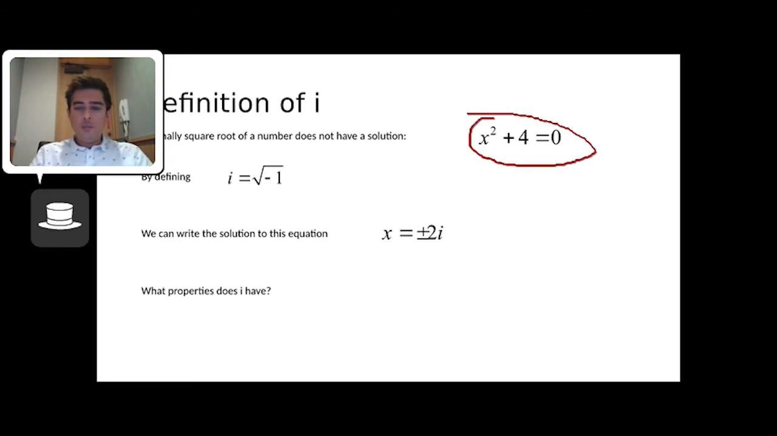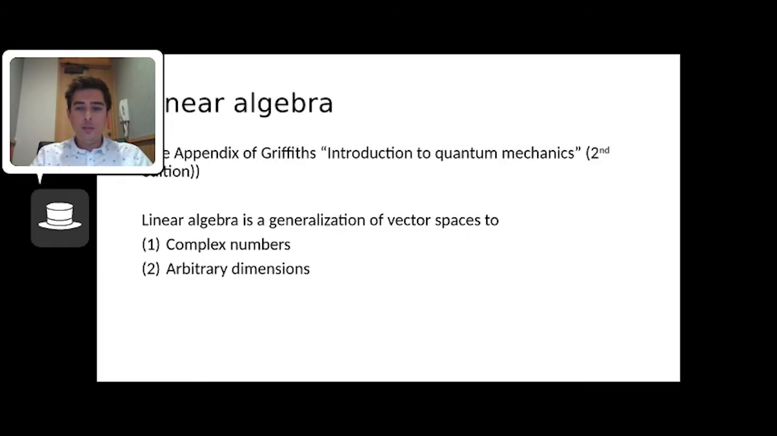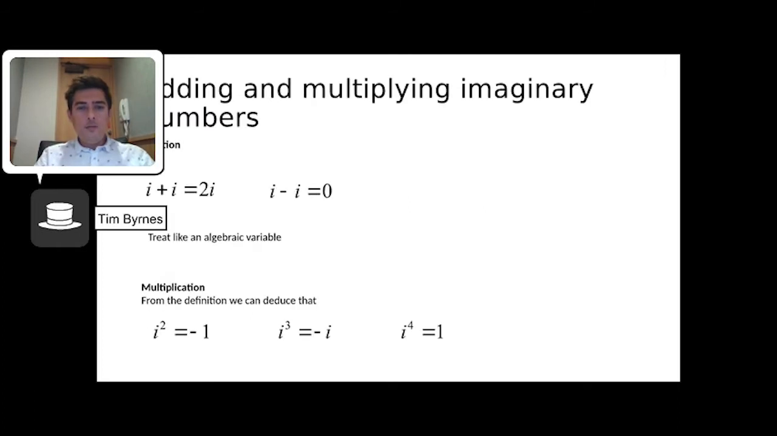But now let's take this further and see what kind of properties we can give it. The first thing you might ask is, if you have two complex numbers, how do you add or multiply them? So here what we've got is a very simple addition of two complex numbers.